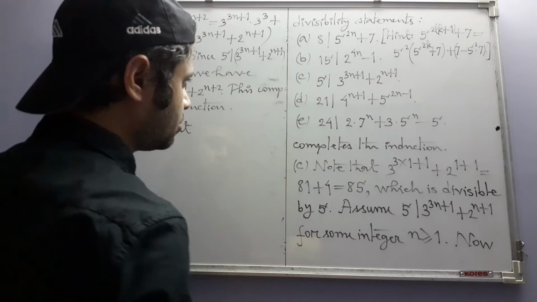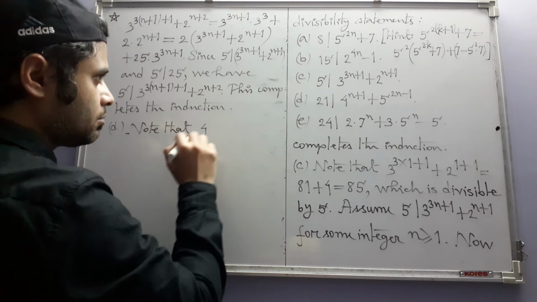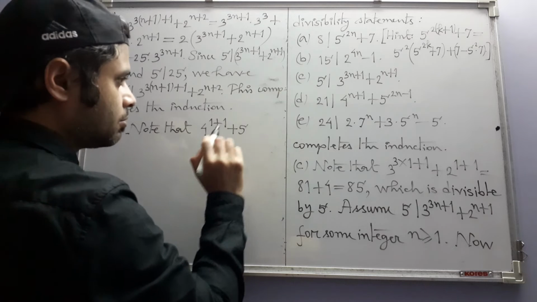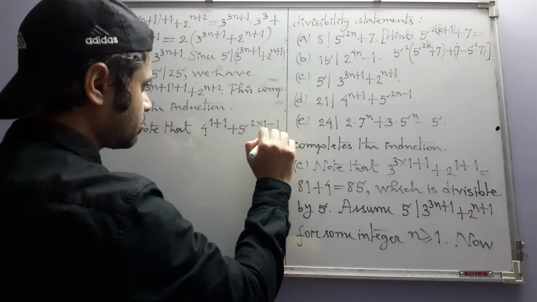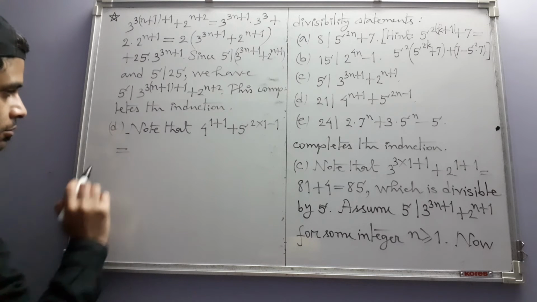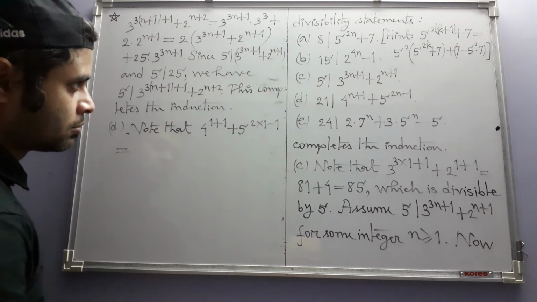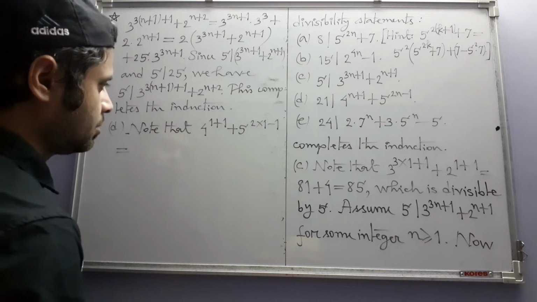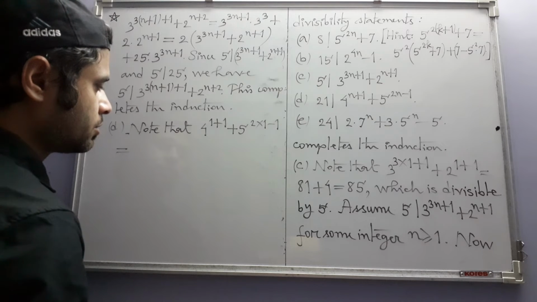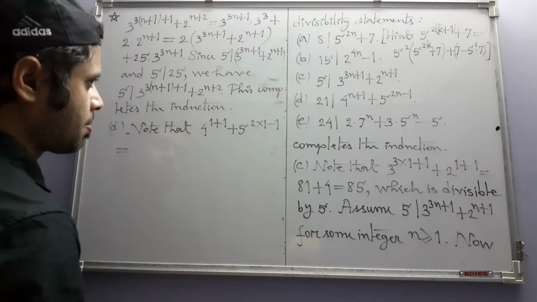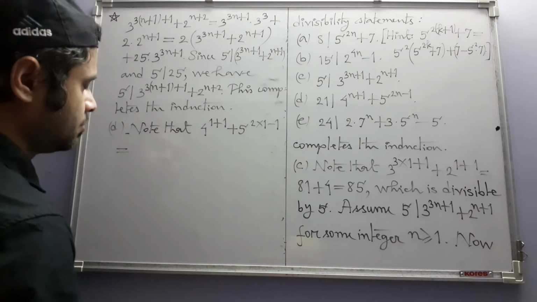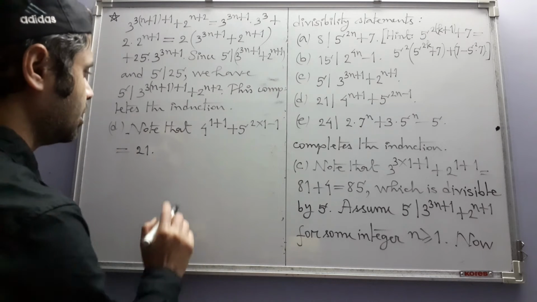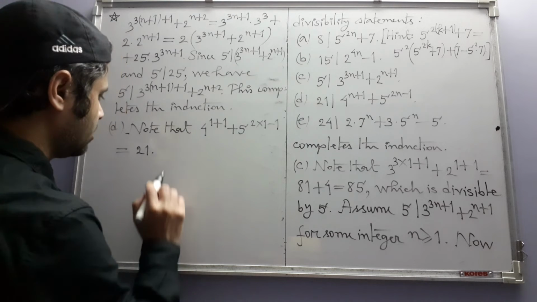In this one, if we put n equal to 1, then we get 16 plus 5, which is actually 21, which is divisible by 21. So that is the basis of our induction.